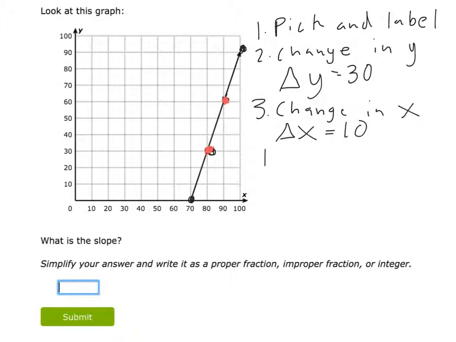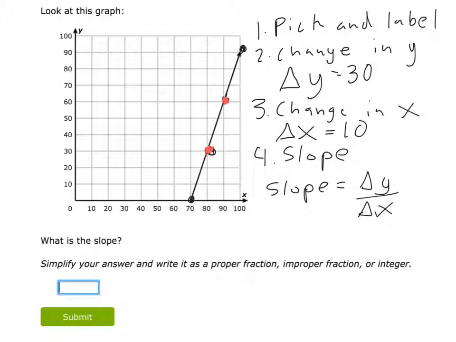Alright, and number 4 is to go ahead and finally determine the slope. So the slope equals change in y over change in x. Okay, and this is also the same thing as rise over run. So the y was how many we went up, the x is how many we run. And just fill it in. Here we go. Change in y comes from 30, and the change of x is the 10. So we got 30 over 10.